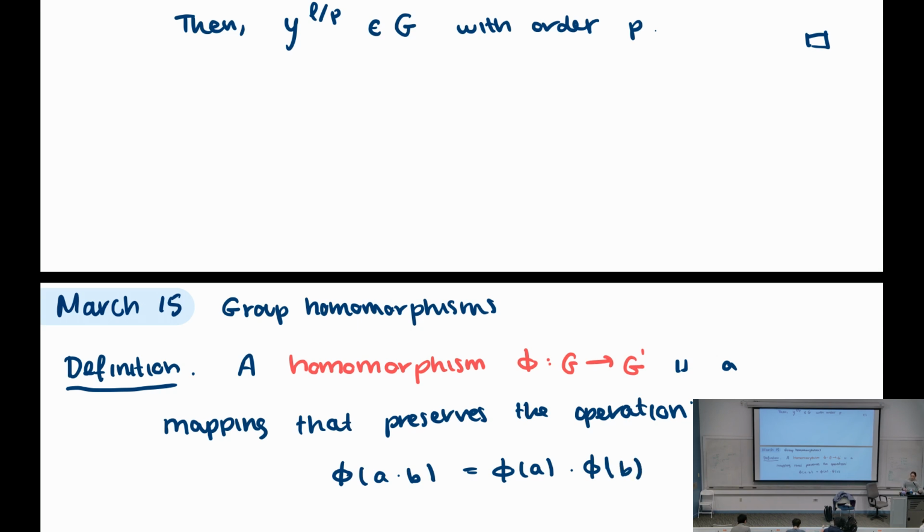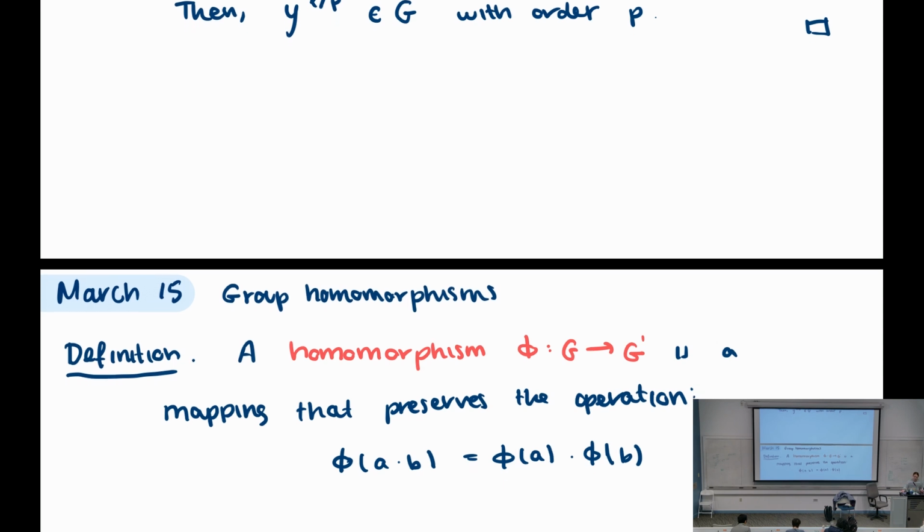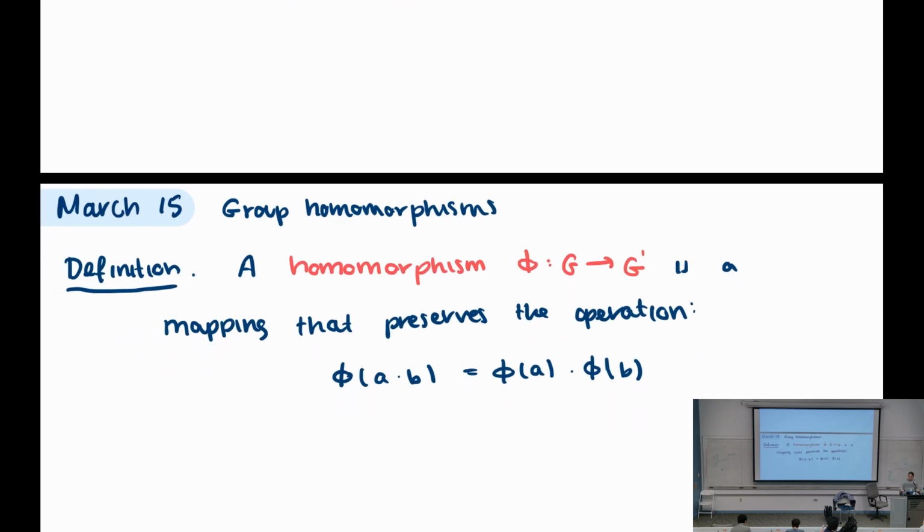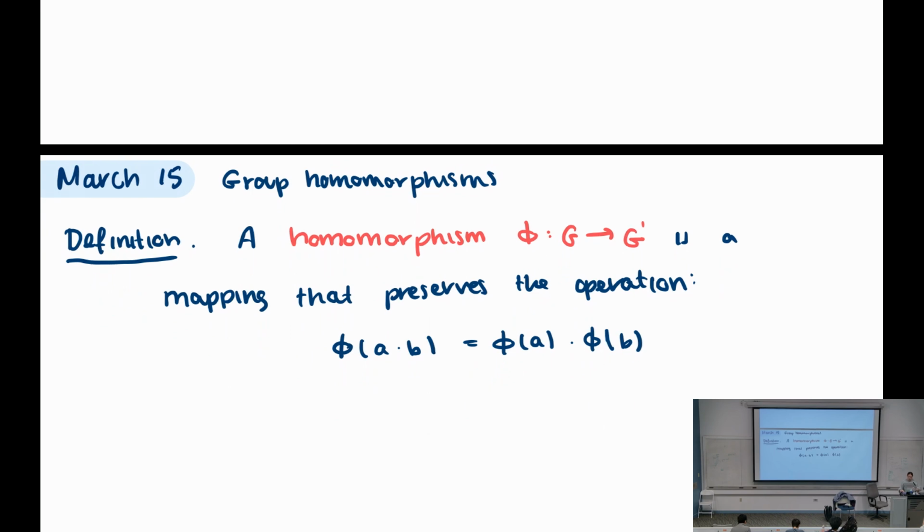Okay, so how is this different from an isomorphism? We're not asking that this is a bijection. We're just asking that it preserves the operation. And I'm going to give you an immediate subgroup related to a homomorphism, and this should be somewhat familiar from linear algebra.